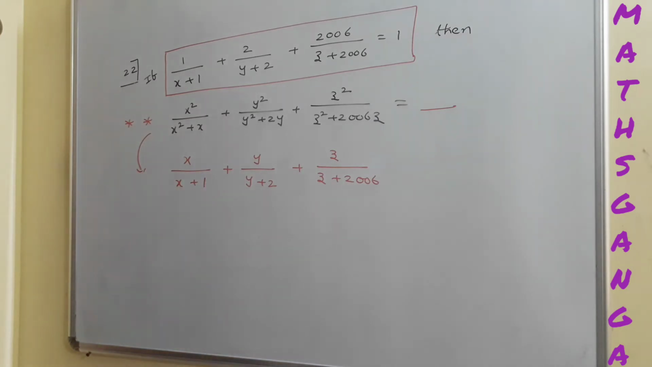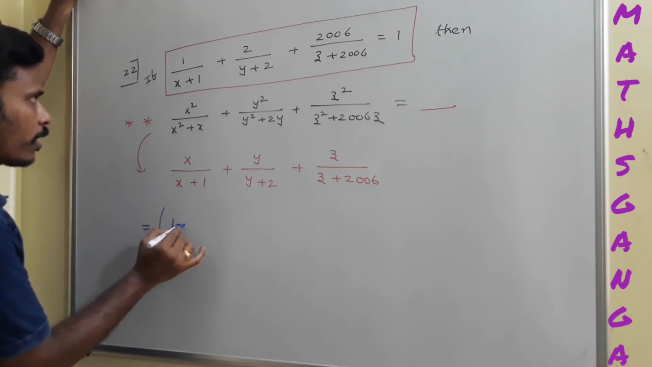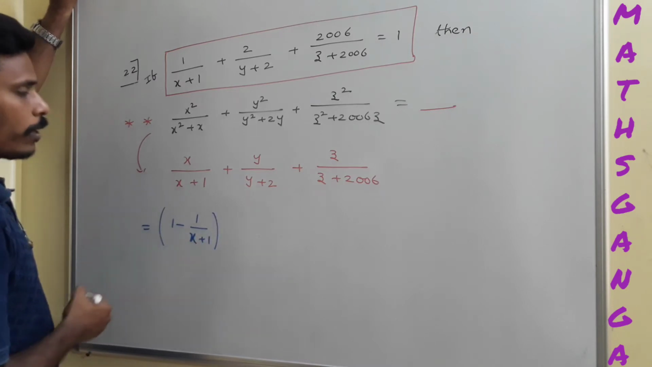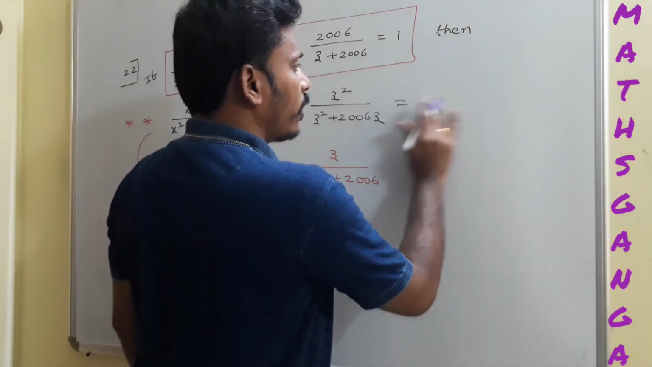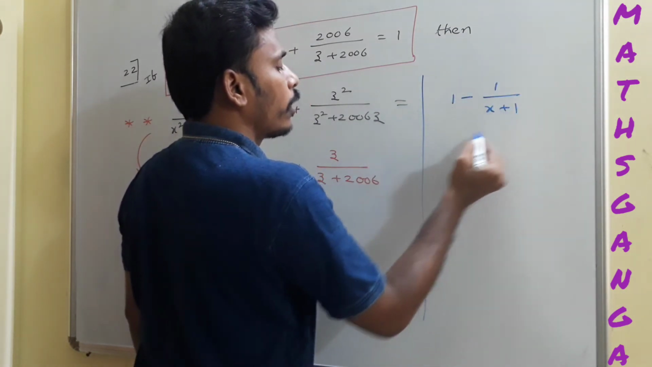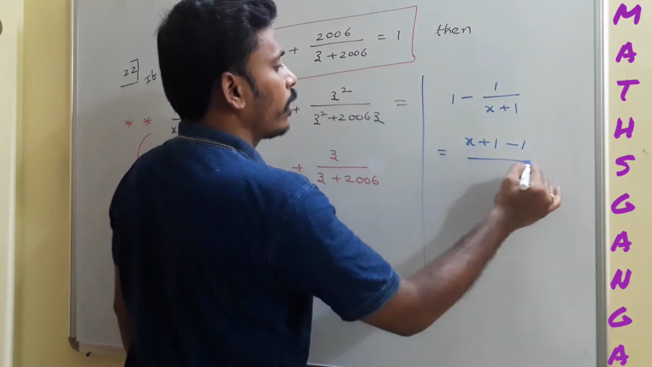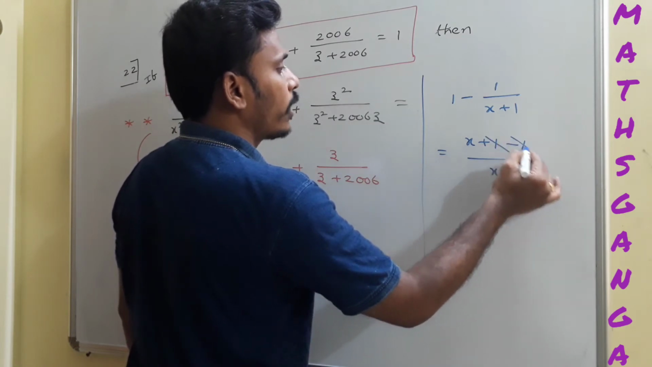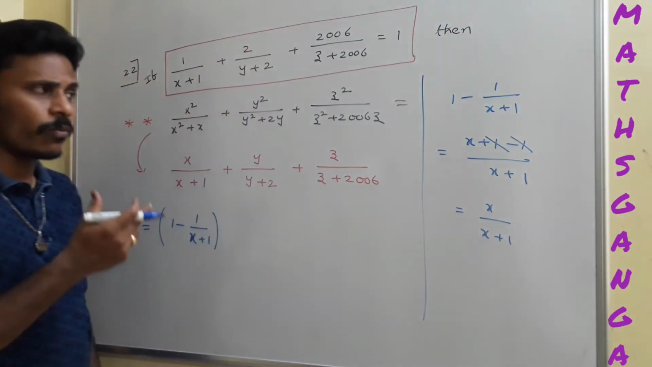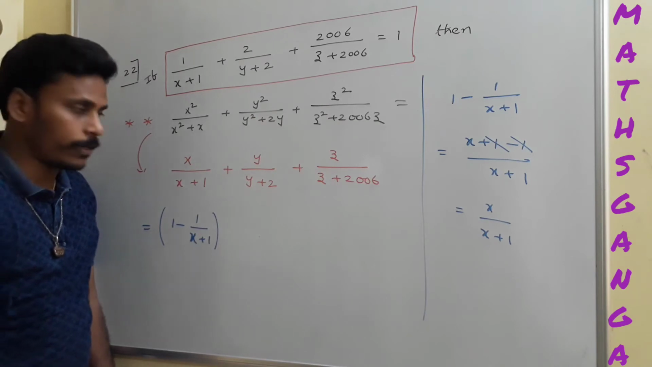And the next step is, this is x by x plus 1. And this x by x plus 1 is nothing but 1 minus 1 by x plus 1. If you need, I will explain it here. Just look there: 1 minus 1 by x plus 1. If you take the LCM, what will happen? x plus 1 minus 1 divided by x plus 1. These two will get cancelled, and you are left with x by x plus 1. It is somewhat of an interesting idea. That x by x plus 1 is nothing but 1 minus 1 by x plus 1.